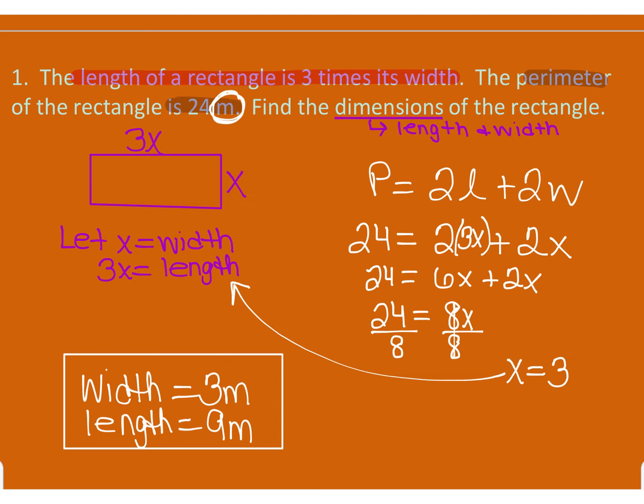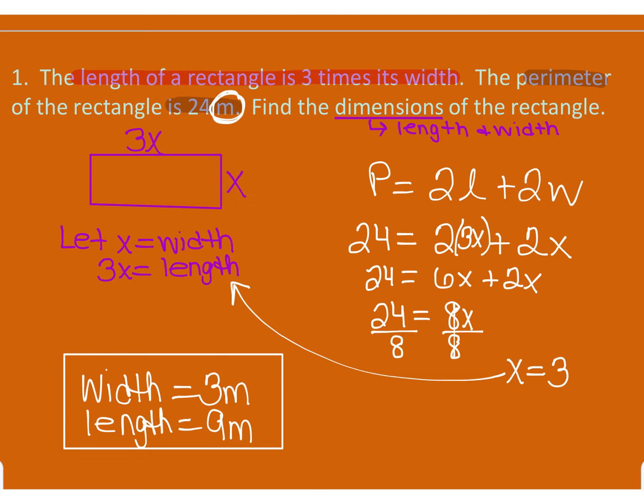So as we're reading, because that's what's most important, it says the length of a rectangle is 3 times its width. The perimeter of the rectangle is 24 meters. Find the dimensions of the rectangle.